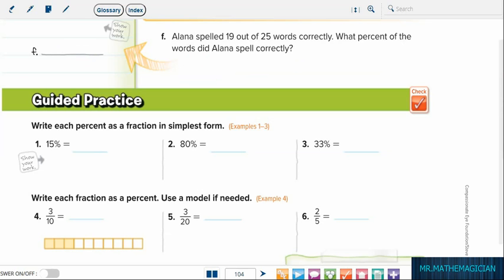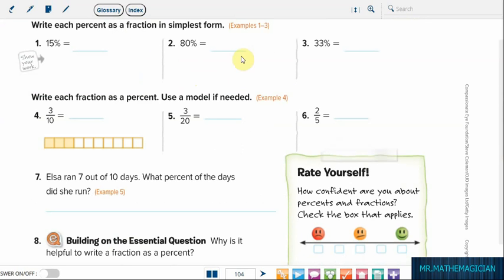Now let's solve some problems to practice. Write each percent as a fraction in simplest form. 15% means 15 over 100. Divide by 5 up, divide by 5 down, and this will give you 3 over 20.